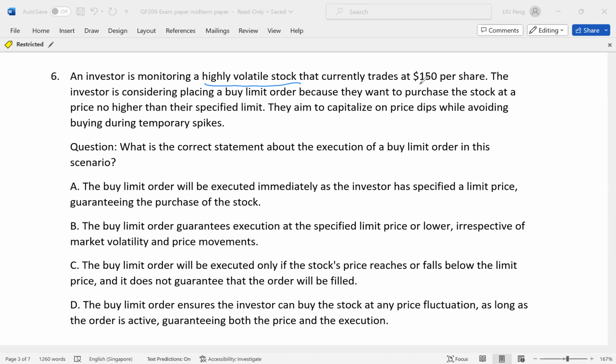Currently the stock trades at 150 per share. The investor is considering placing a buy limit order because they want to purchase the stock at a price no higher than their specified limit.